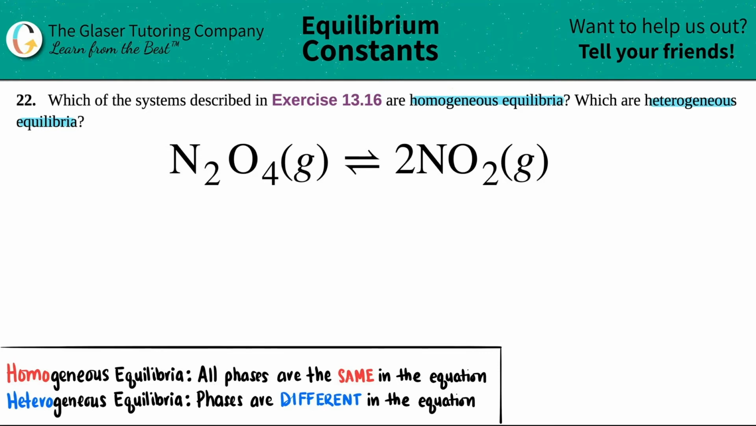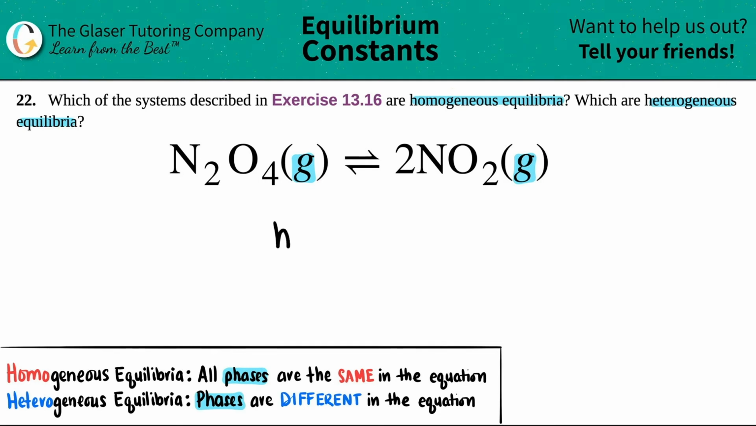Now, when I mean phases, I'm talking about the states. States and phases, they kind of use those words interchangeably. That's your solid, liquid, gas, and aqueous. So pay no mind to what the compounds are, just look at your phases. I see that I have a gas, and I have another gas. These are the same. So what do you think? All the phases are the same. I don't have any solids or liquids.